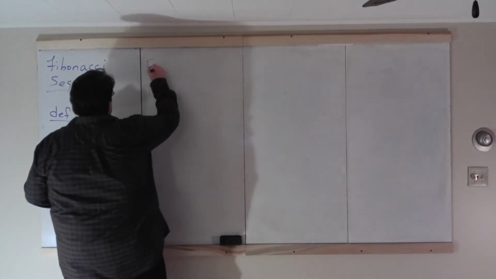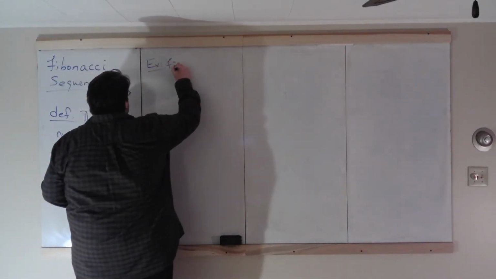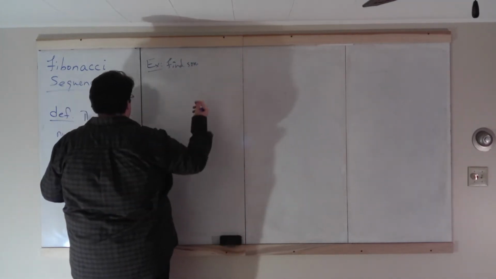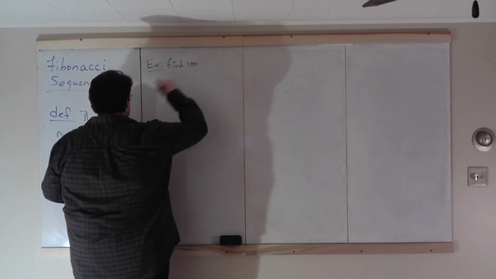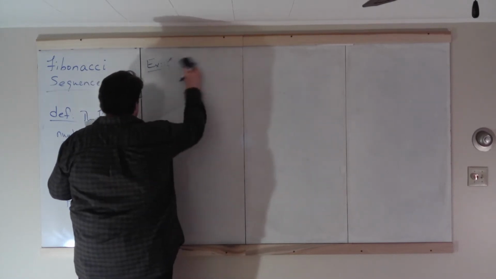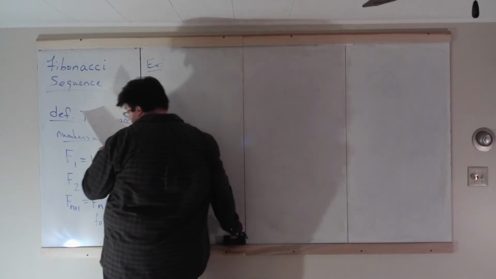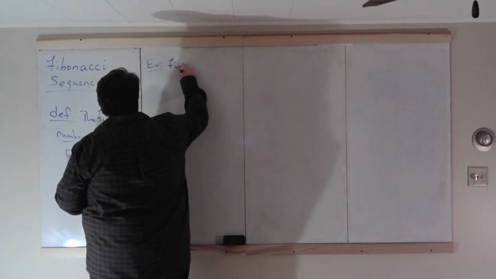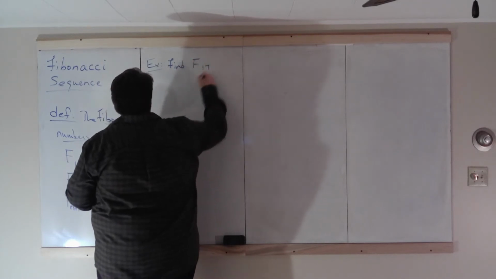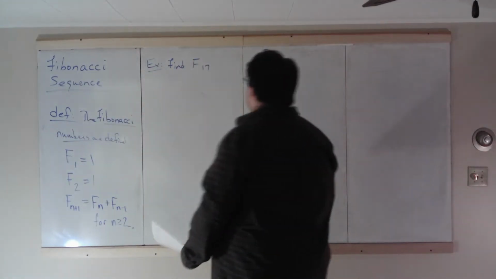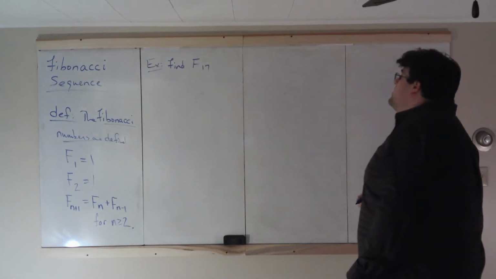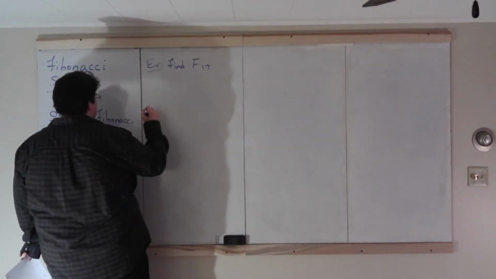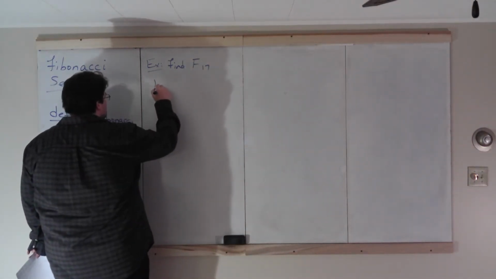So for an example, let's find some of them. Let's say find F sub 18 or something. 1, 2, 3, 4, 5, 6, 7, 8, 9, 10, 11, 12, 13. Let's find F sub 16. No, F sub 17. Let's use a prime number. I have 15 of them written out here, so let's find the 17th number. And I'm going to write them like this.